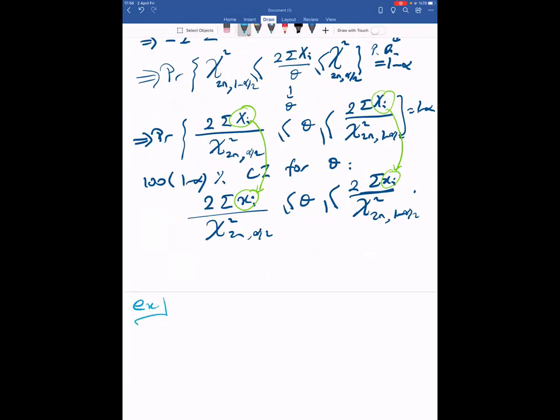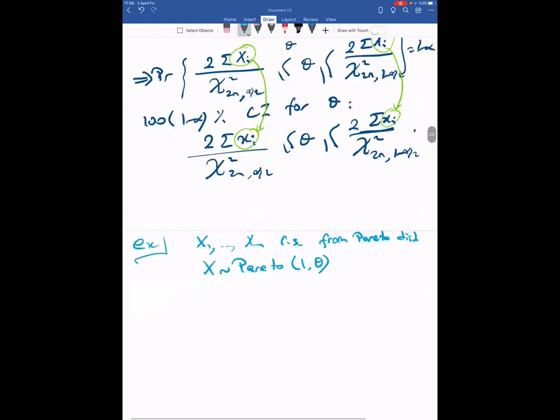Okay, so this is a Pareto example. Let's say this is a random sample from a Pareto distribution, where X is distributed as Pareto with these parameters. The CDF is given to us as 1 minus (1 plus x) to the power of minus theta, for x greater than 0. So this is the CDF.